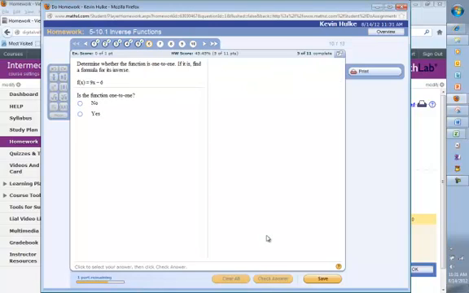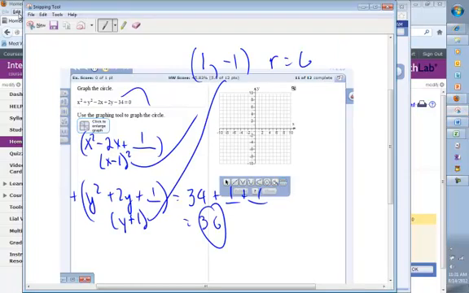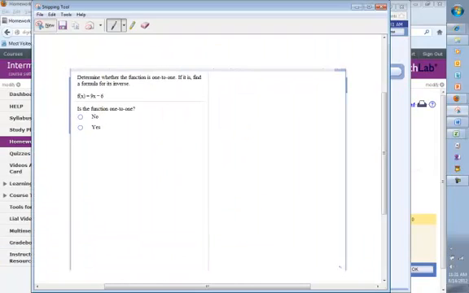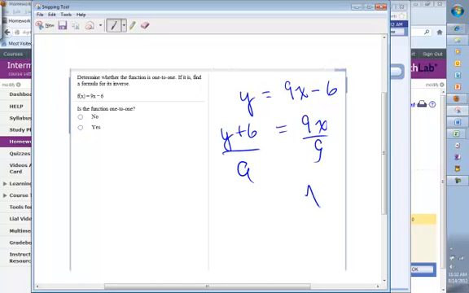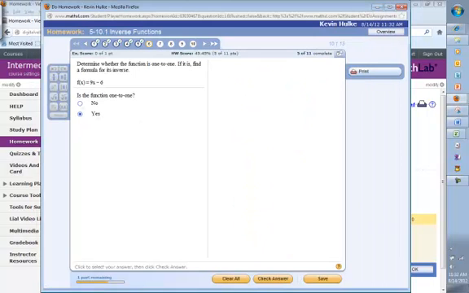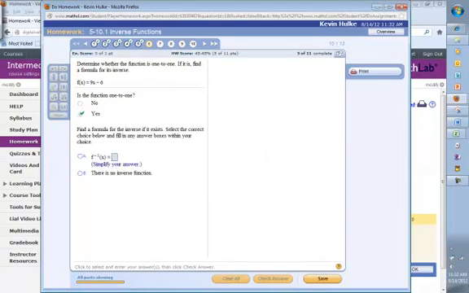Is this a function? Well, what you do to find out if it's a function is go like this. Y equals 9x minus 6. Now solve it for x, so add 6 to both sides. Y plus 6 equals 9x. Now divide both sides by 9. X equals y plus 6 over 9. So it is a function because the letter is all alone. It doesn't have any exponent.